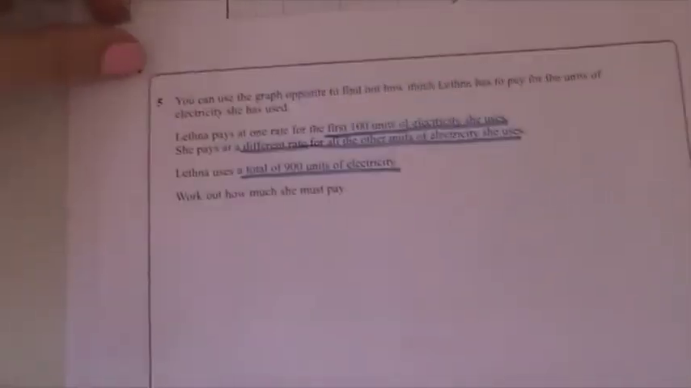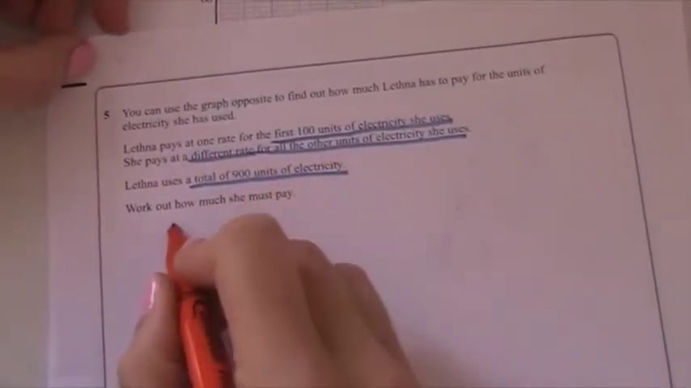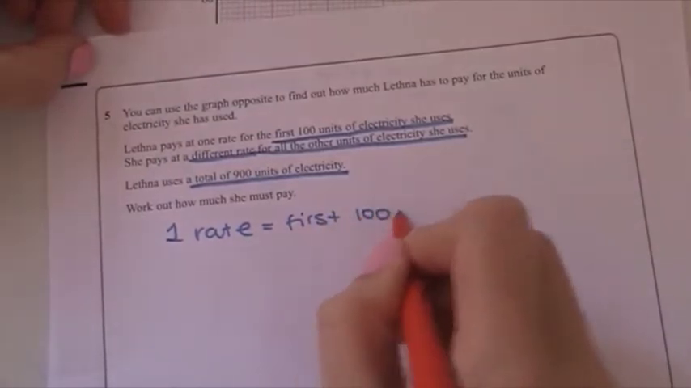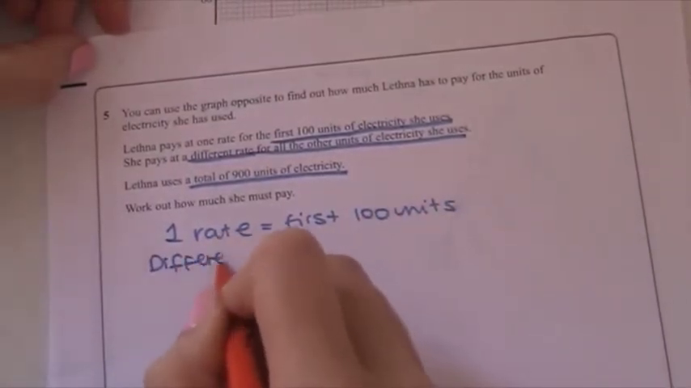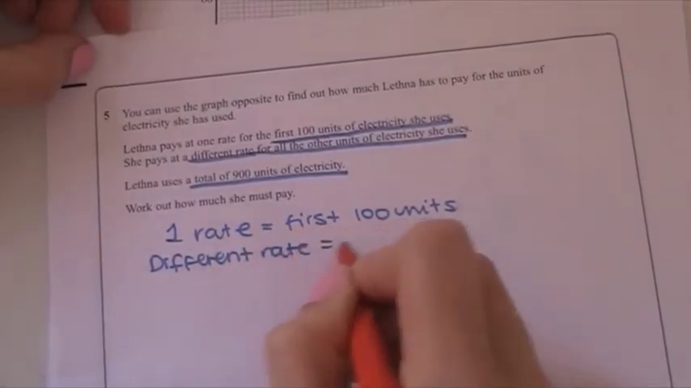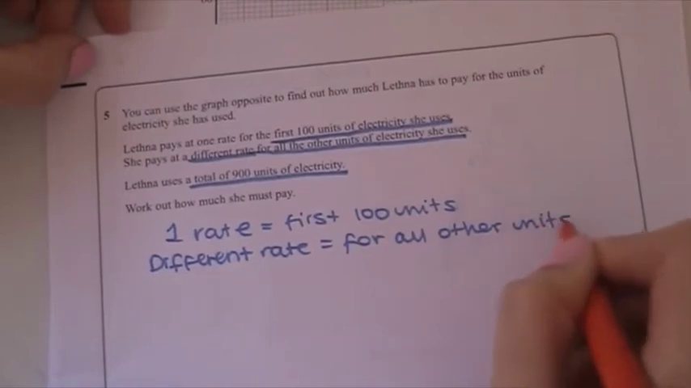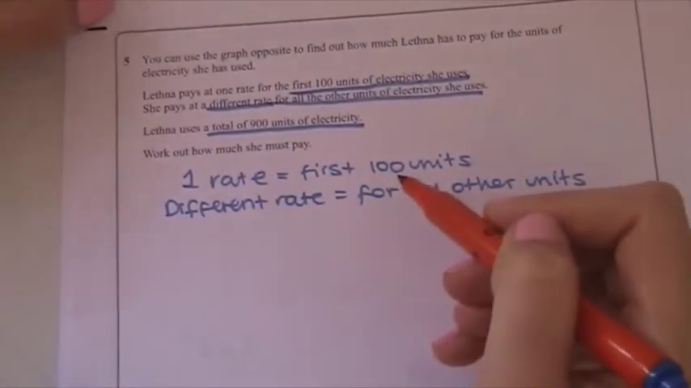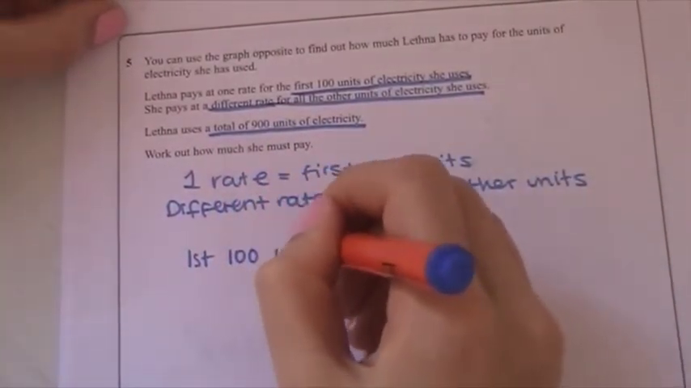So the question says she pays one rate for the first 100 units, so one rate for the first 100 units, and then a different rate for all other units used. So our first point would be to find out for her first 100 units how much it's going to cost her. So first 100 units.